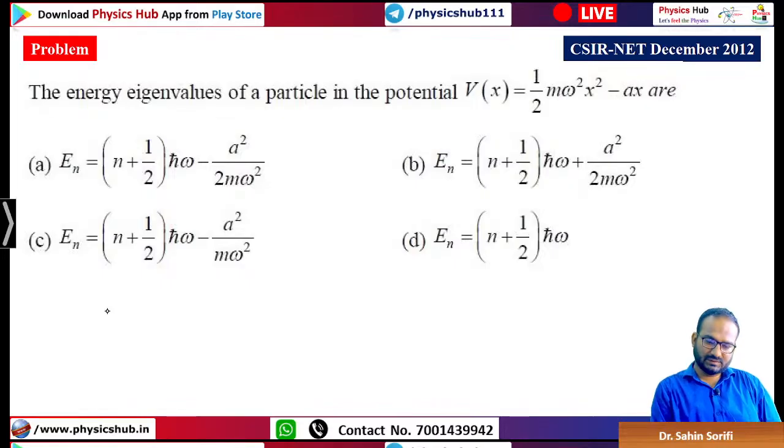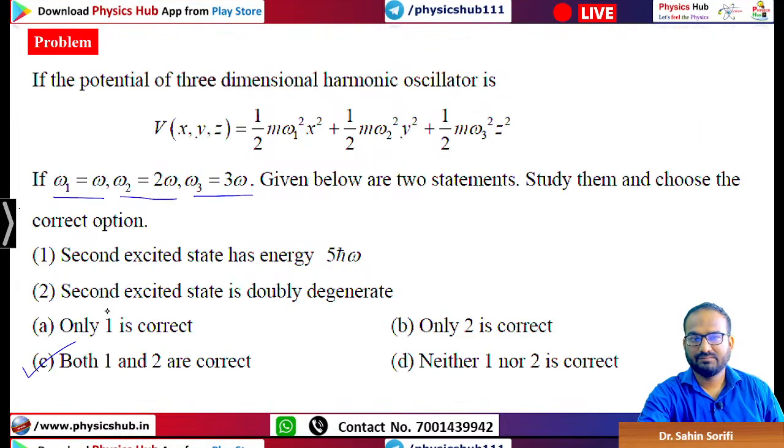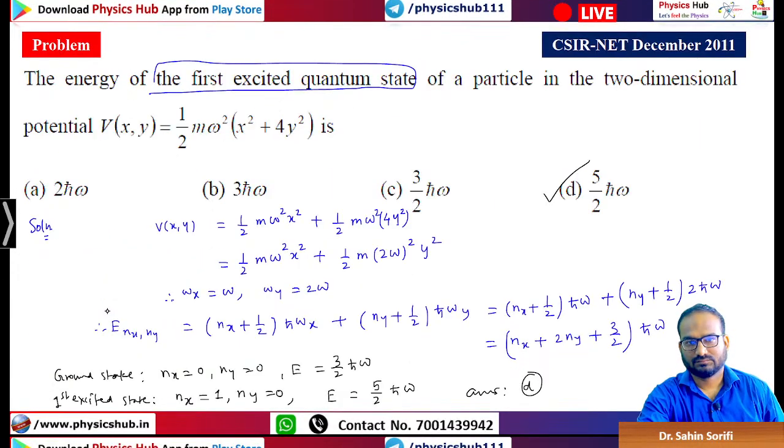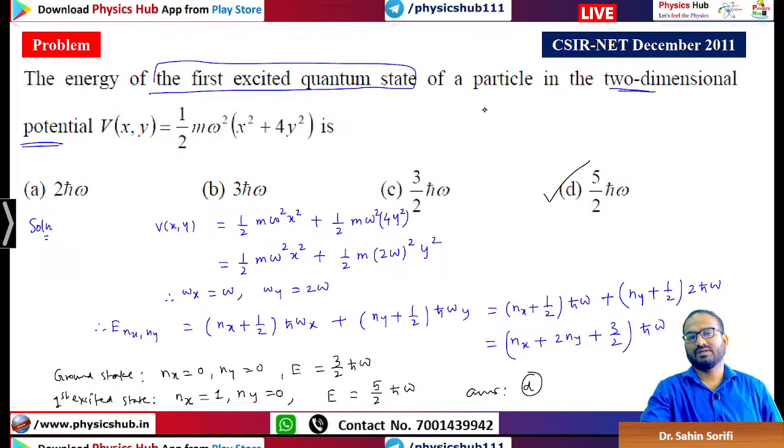Yeah, from the potential expression we have to understand it is a harmonic oscillator. It may not be exclusively mentioned, but here it is a harmonic oscillator. In this two-dimensional potential, it is not explicitly mentioning harmonic oscillator, but from this form, half m omega square x square, half m omega square 4 y square, you have to understand it is talking about a two-dimensional harmonic oscillator.